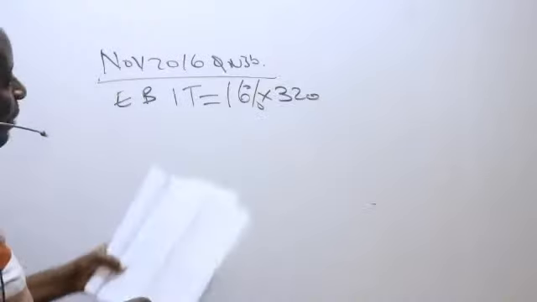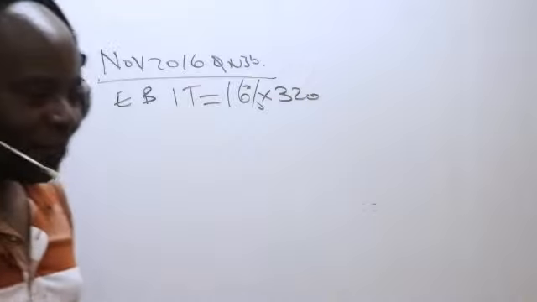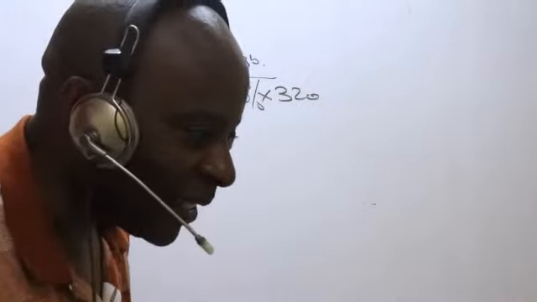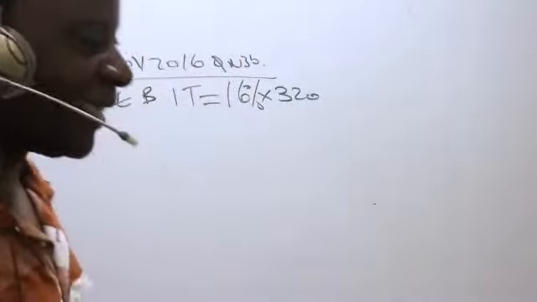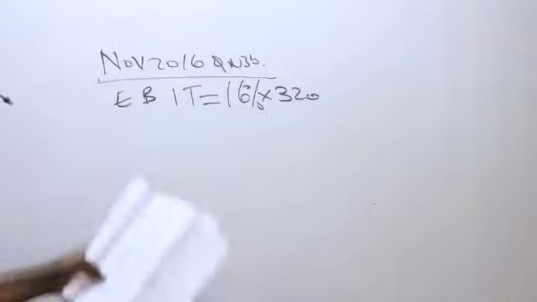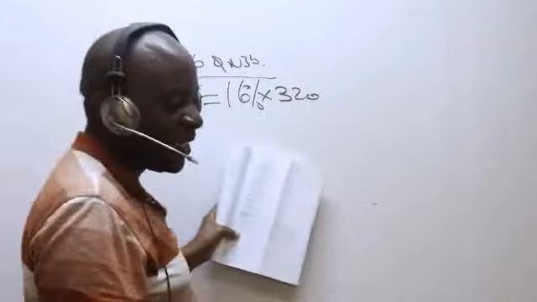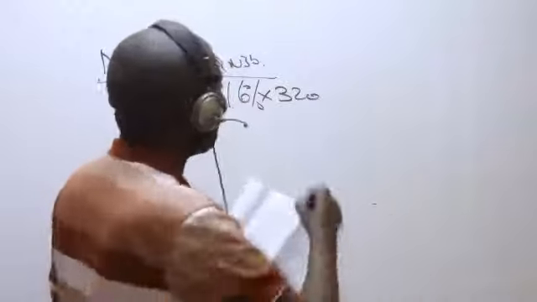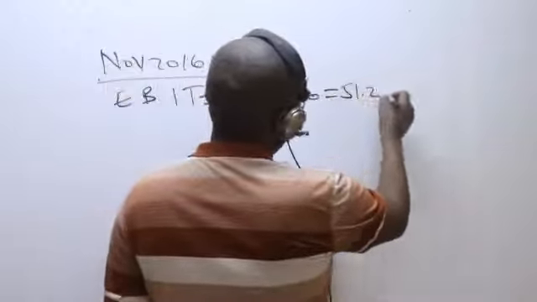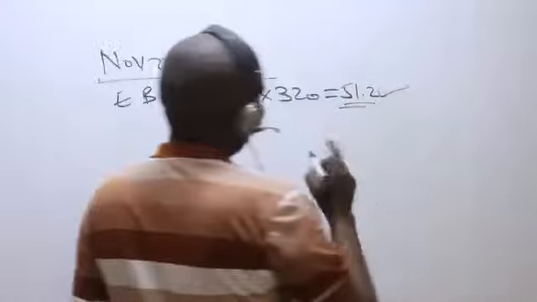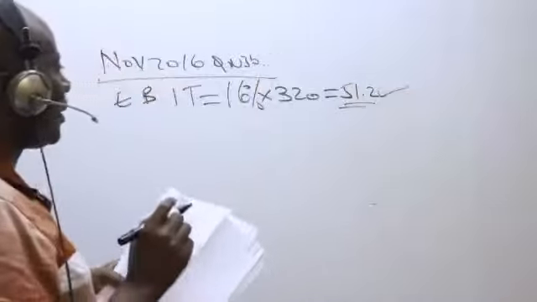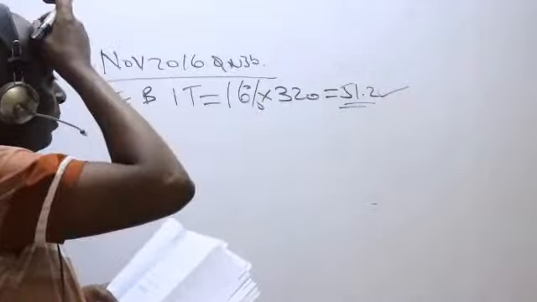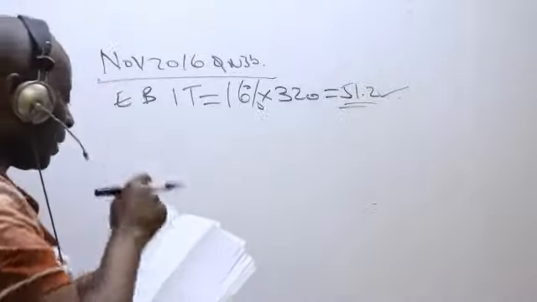Can somebody give me the EBIT? EBIT is very, very important to me. 16% times 320 gives me 51.2. So that's a free mark. Not many students will be able to get EBIT. There is no way you'll be able to do Modigliani-Miller questions without EBIT. EBIT is your base.